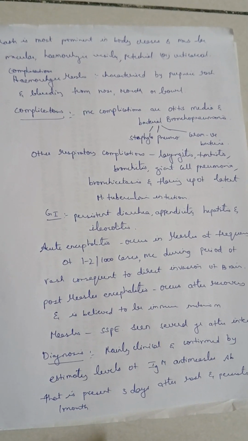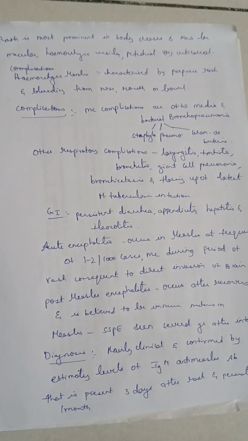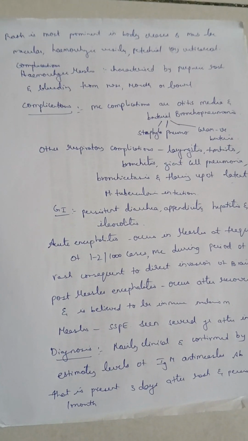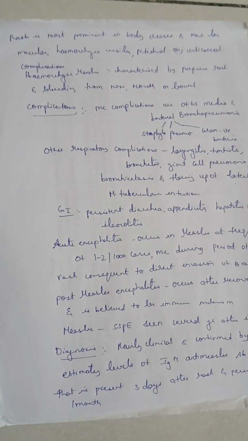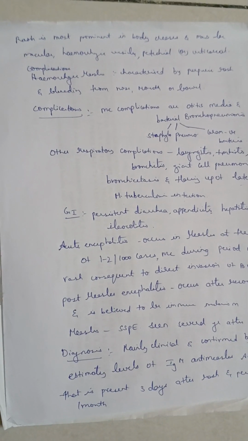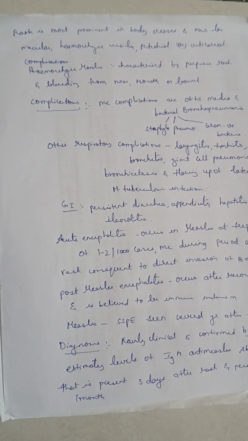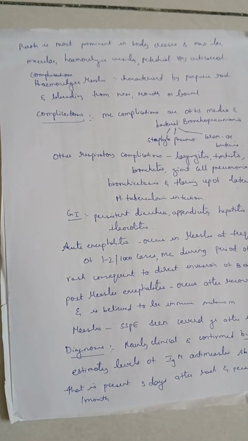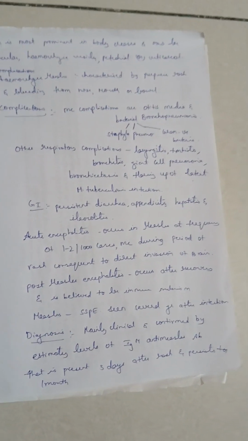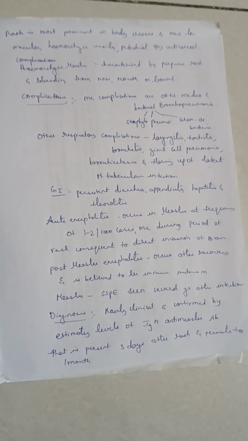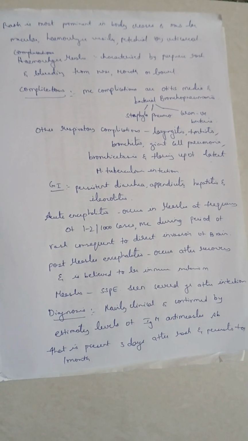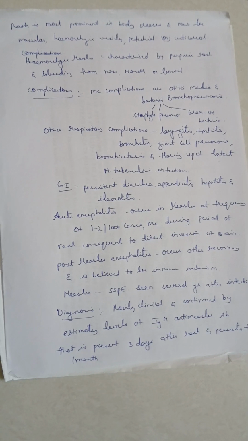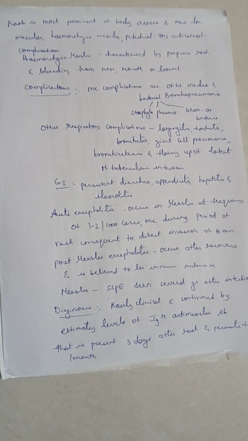Another complication, a CNS complication we see, is acute encephalitis. It occurs in measles at a frequency of 1 to 2 per 1000 cases. It is most common during the period of rash, consequent to direct invasion of the brain. Post-measles encephalitis usually occurs after recovery and is believed to be due to an immune mechanism. And the most fatal complication we see in measles is subacute sclerosing panencephalitis. It is usually seen several years after the affected individual has got the infection.